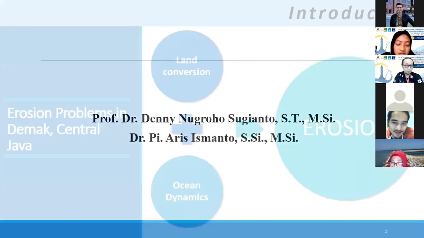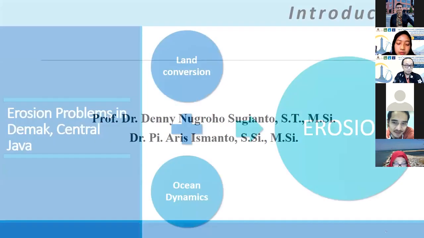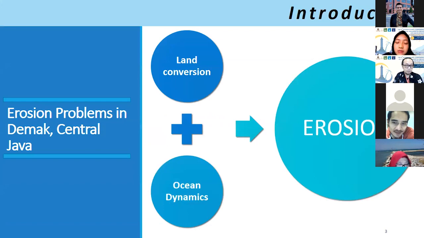First, I will explain the problem behind this research. The north coast of Central Java is an area with high erosion problems and shoreline degradation. Land conversion and ocean dynamics are the main factors that cause the erosion. The mangrove land in the coastal area, especially Timbul Loko village, a sedimentation area, has been turned into aquaculture land since 1980. This caused the loss of mangrove forests as coastal protection.